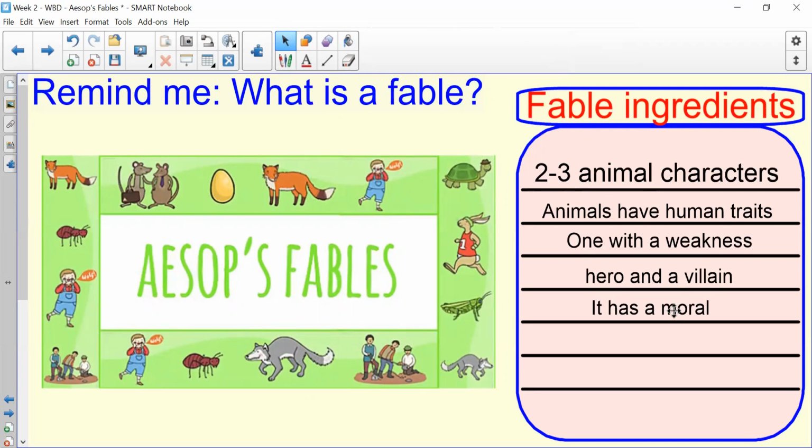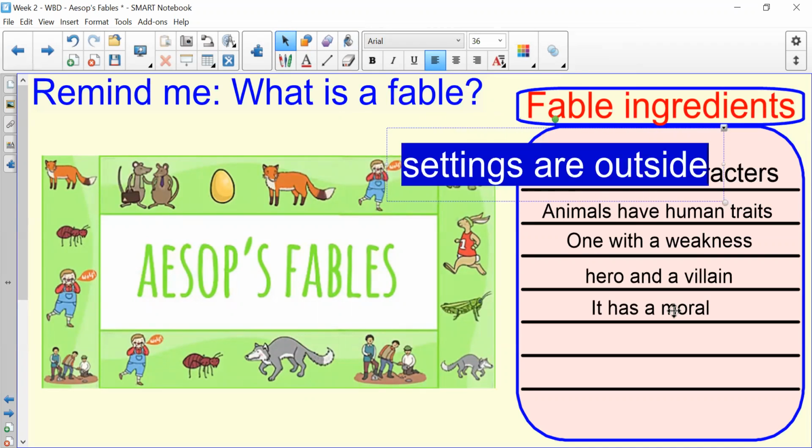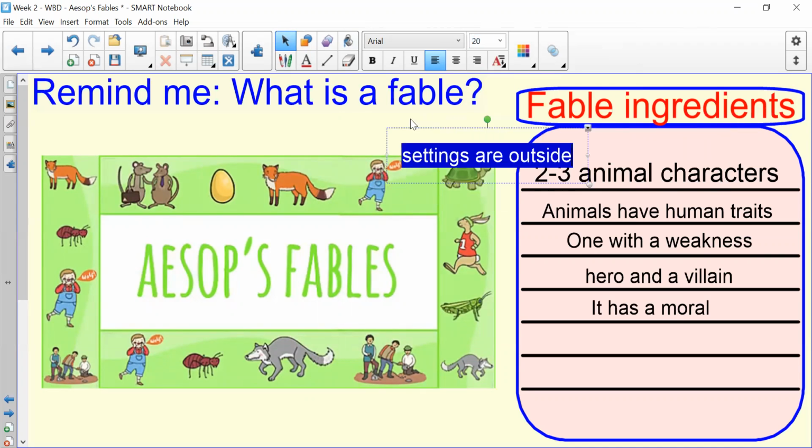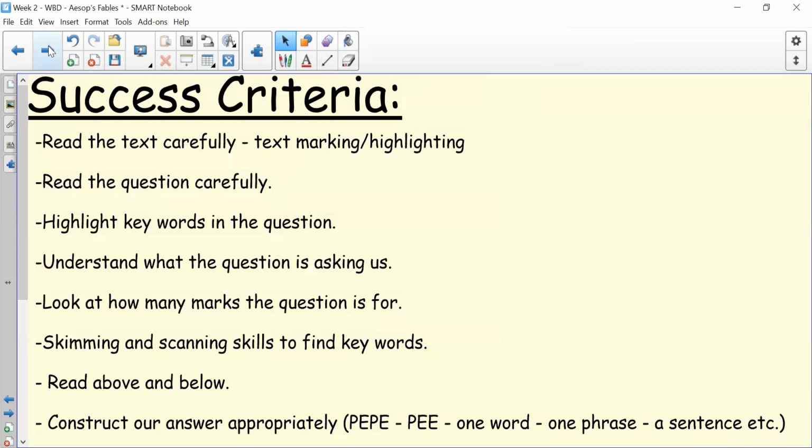Can you think about the setting of a fable? Where does it take place? Well done. Settings are outside. We don't have fables that take place in castles or inside a house. They are often outside. I hope we haven't missed any off, but if we have, you can email in and tell me off. But let's get going.